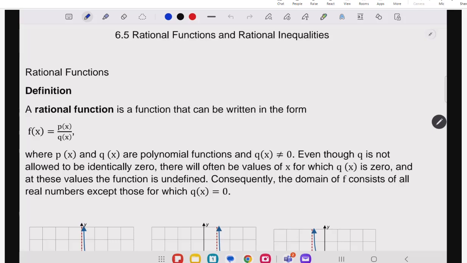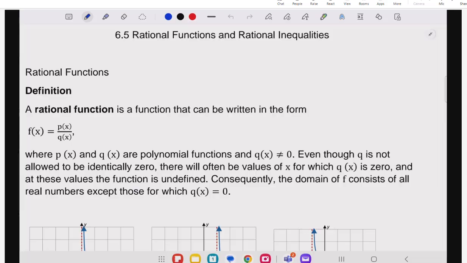6.5 Rational Functions. Now we've talked a little bit about rational functions. We've talked about the domain restrictions on rational functions, and we're going to bring that back in this lesson. But we're going to talk a little bit more in depth about them and take a look at some of the graphs.